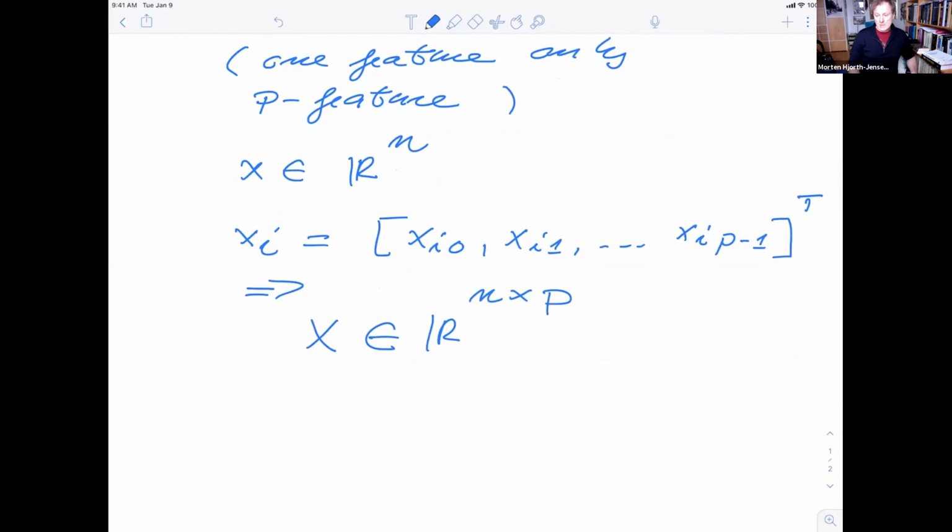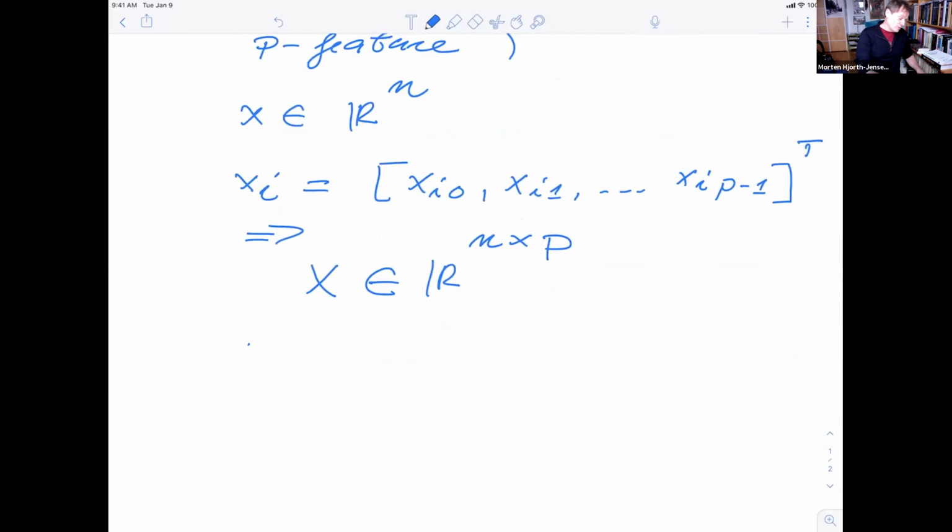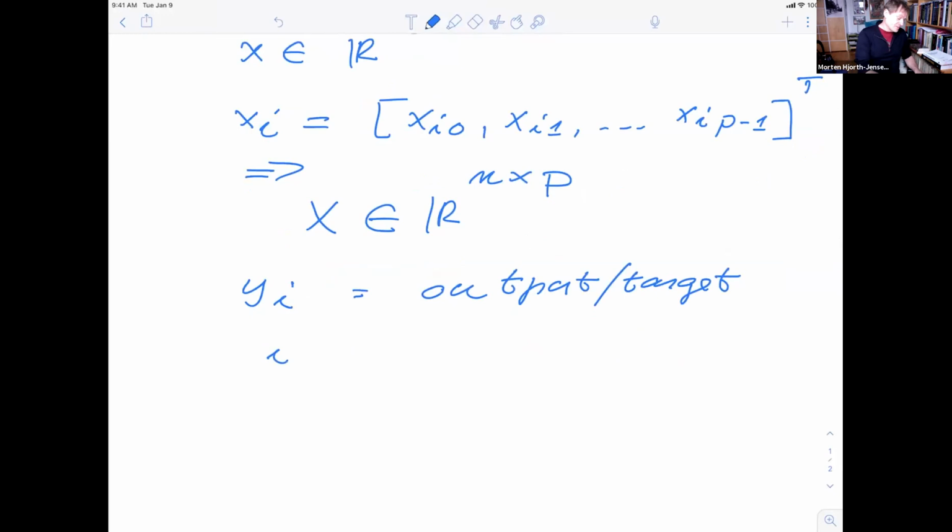Now to every one such feature, I have my outputs, so I would have a y of i. So this is the output. Some people also call it the target, and this depends very much on the field you're looking at. In natural science, we would often call this the output. And this i, in this specific case, runs from 0, 1, up to n minus 1.